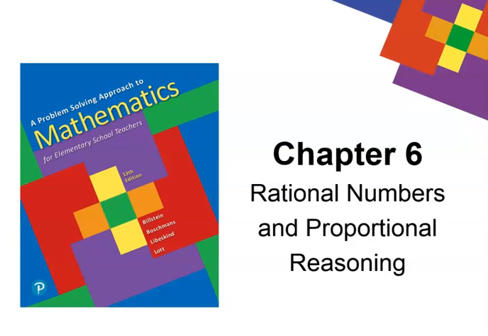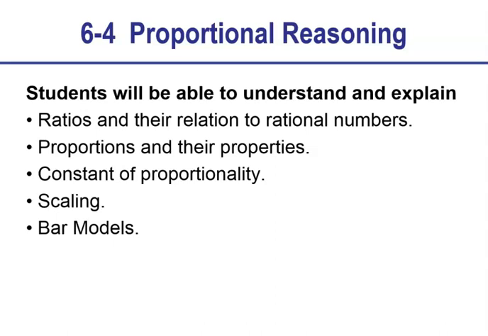Hello teachers, let's talk about the last section in chapter 6. It's section 6-4 where we talk about proportional reasoning. When you finish this section, you will be able to understand and explain ratios and their relation to rational numbers, proportions and their properties, the constant of proportionality, scaling, and bar models.